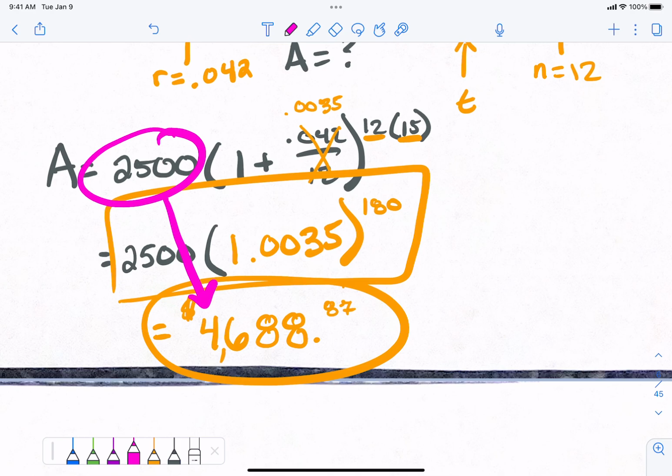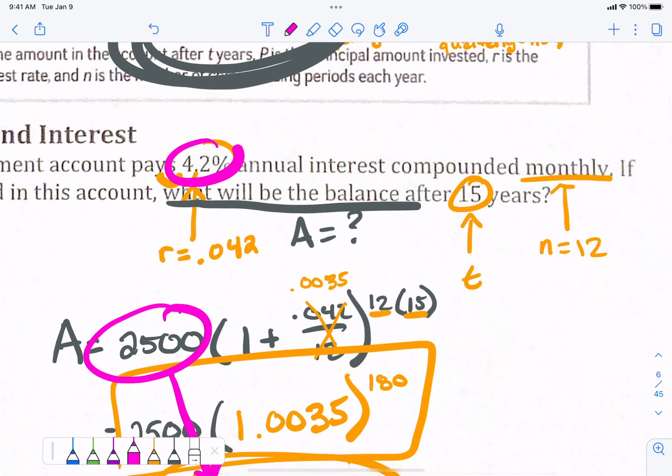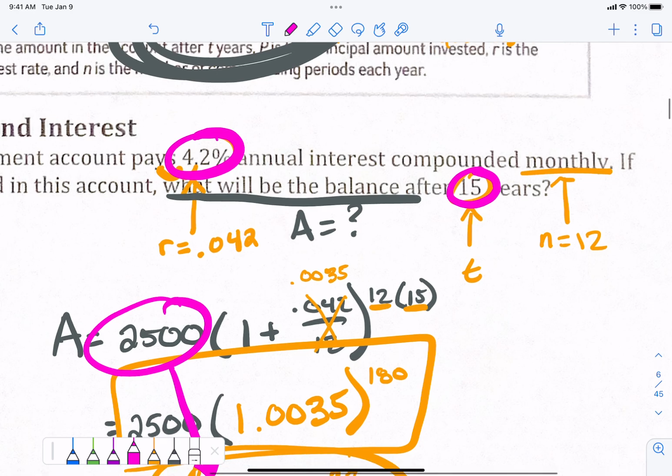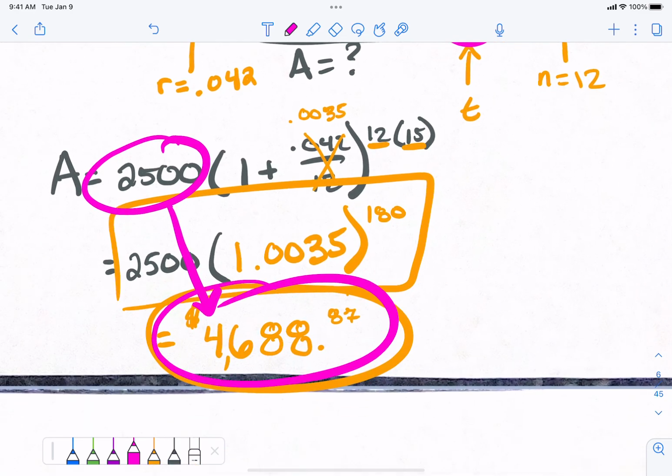Somebody said last period, that's not a whole lot of change. And my response to that is, I don't know if you check to see how much your interest is changing, but if you have money in a savings account, this was 4.2% interest after 15 years, which seems like a long time. Like you guys are 15. That's like your entire life, right? That you've had this money in there. And $2,500 has changed into 46.88.